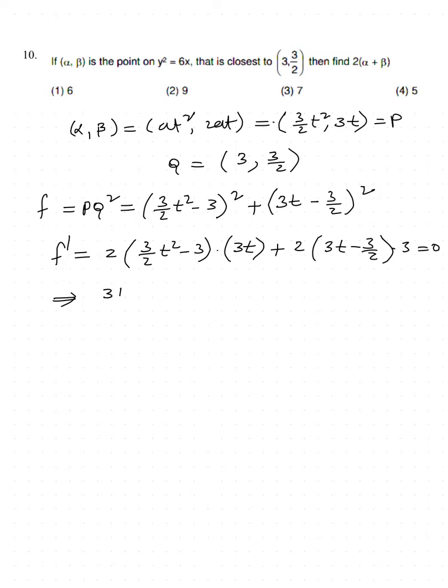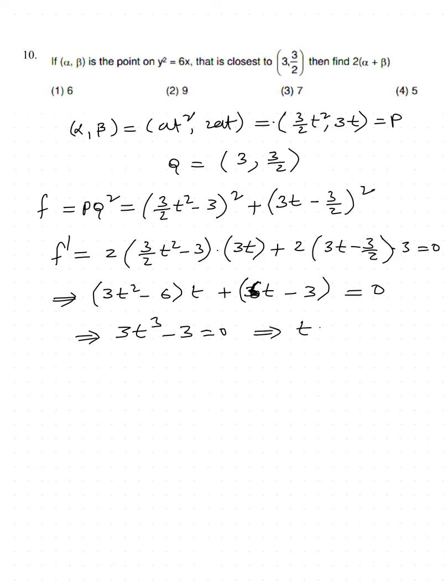If you multiply with 2, this is 3t square minus 6, and the 3 gets cancelled, so here t will be there, plus, and here also if you multiply with 2, this is 6t minus 3, and the 3 is already cancelled, it is equal to 0. Now if you multiply with t here, this is 3t cube, and here minus 6t plus t plus... 6 gets cancelled, so minus 3 is equal to 0. So that implies t is equal to 1, which is the real root of this equation.